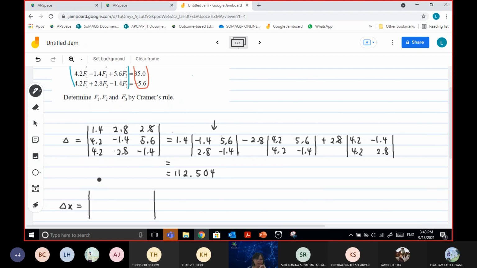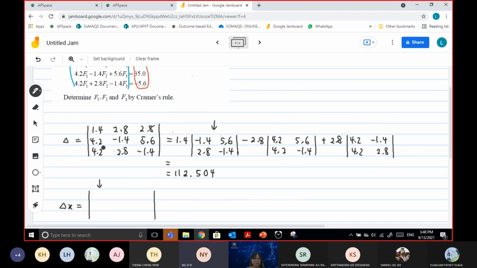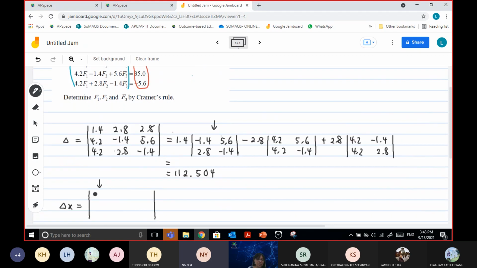Okay, next one is the determinant for the x. So the first column is the column for the x. This time I would like to have Ziyi. Okay, Ziyi, what should I put for the first column? First column: 5.6, 35, and then negative 5.6. Okay, first one 5.6, 35, then negative 5.6.